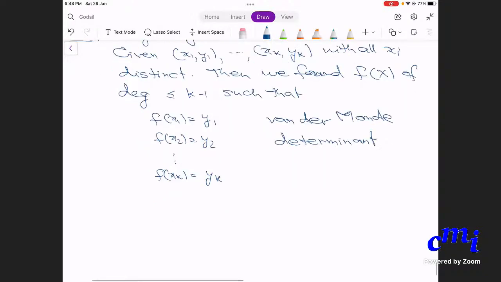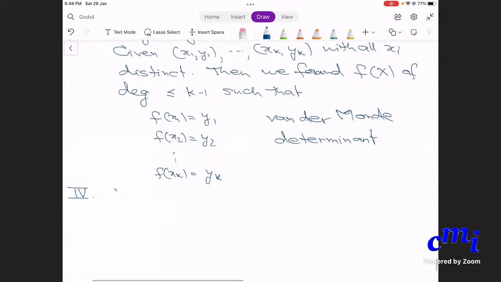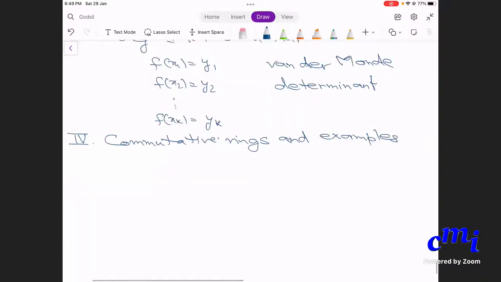Then the fourth thing we did was we were trying to see how both of these results, that is, how both Lagrange interpolation as well as the Chinese remainder theorem, are special cases of one very general result that holds for general commutative rings. So we began with the definition of commutative rings and examples. So these are the four things we did last time.